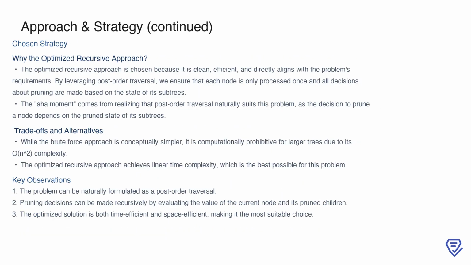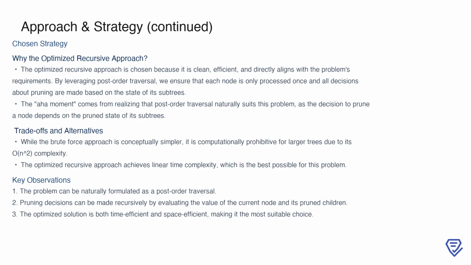The optimized recursive approach was chosen because it meets the problem's requirements in the most efficient way possible. By using post-order traversal, we ensure that each node is processed after its subtrees, which naturally aligns with the pruning criteria. The key insight here is that the decision to prune a node depends entirely on the state of its children and its own value, which is why post-order traversal is such a perfect fit. This approach avoids redundant checks and ensures that each node is handled only once, leading to an optimal solution.